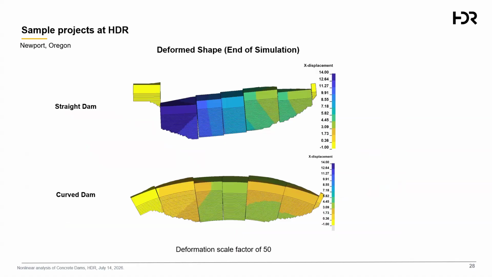For the straight dam, the deformed shape at the end of the simulation here shows more localized movement in some blocks. While for the curved dam, the deformation is more distributed, which shows the benefits of arch action in transferring loads.